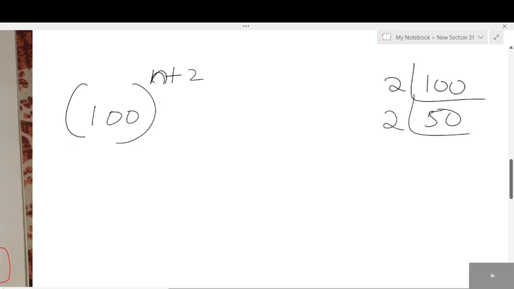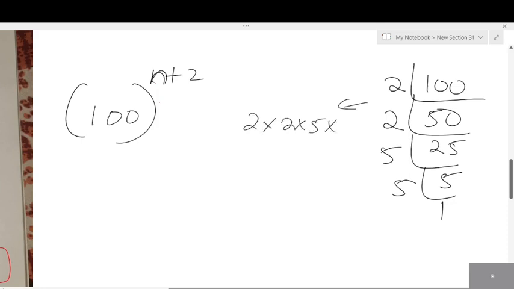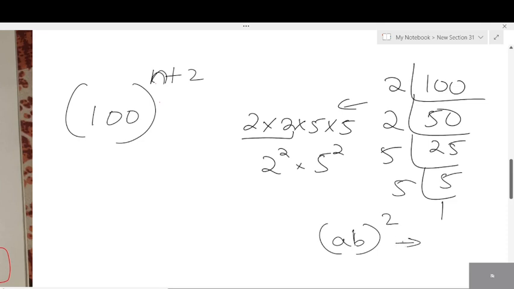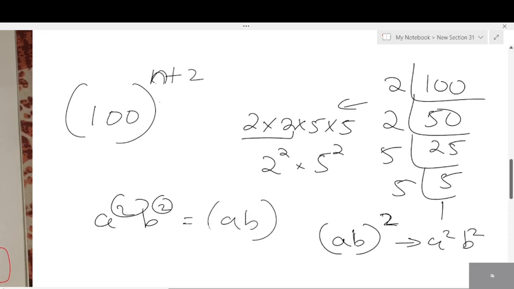Next. 5 into 5, 5 into 1. So how will I write this, students? 2 into 2 into 5 into 5. This 2 into 2, can I write 2 square? 5 into 5, 5 square. What's the answer for AB the whole square? According to the product law, A square B square. So whenever A square B square is given, when the powers are the same, can I take it common? Can I write AB the whole square?